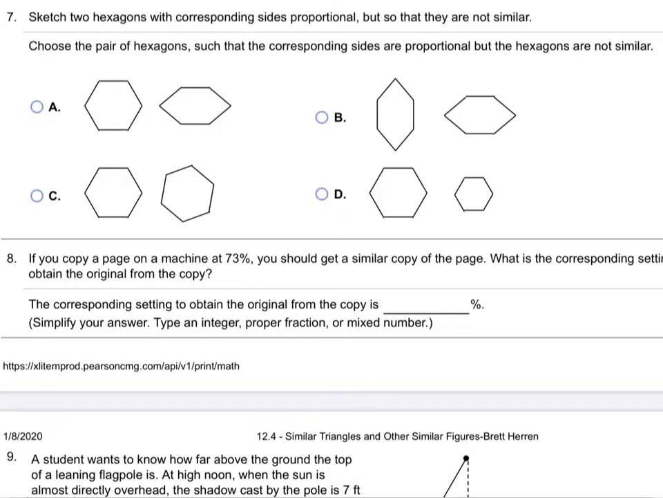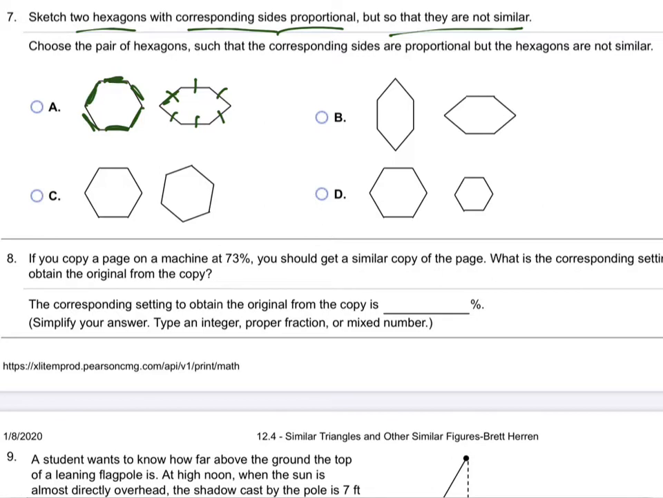All right, let's try number 7. Sketch 2 hexagons with corresponding sides proportional, but so that they are not similar. So sides are proportional but not similar. See how these sides are all the same? It's a regular hexagon, right? All those sides are the same. Same thing here. All these sides are the same. So that's proportional.